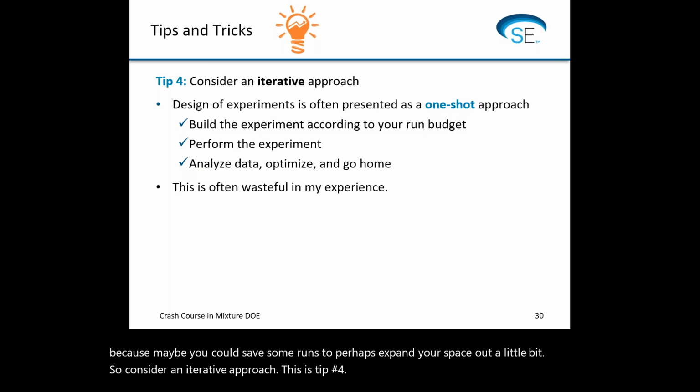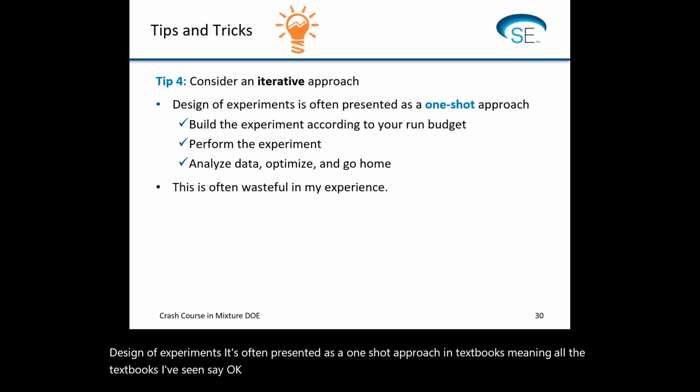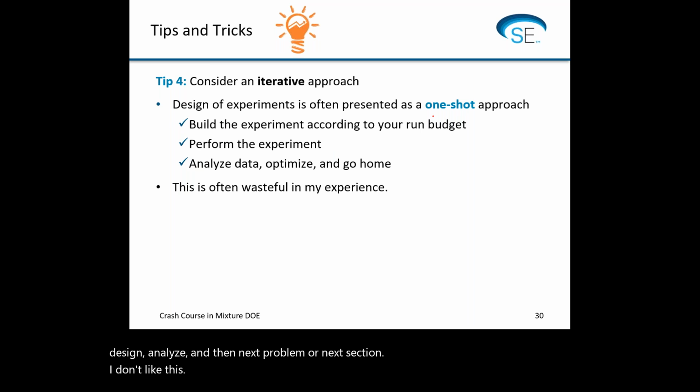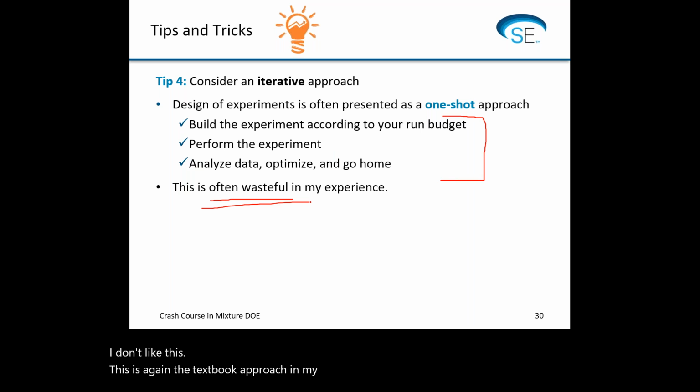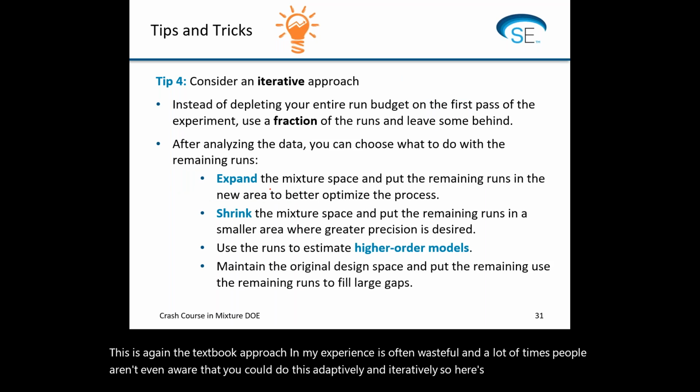Design of experiments is often presented as a one-shot approach in textbooks, meaning all the textbooks I've seen say, okay, choose your factors or components, size the design, build the design, analyze, and then next problem or next section. I don't like this. This is, again, the textbook approach. In my experience, it's often wasteful, and a lot of times people aren't even aware that you could do this adaptively and iteratively. So here's an example of this.